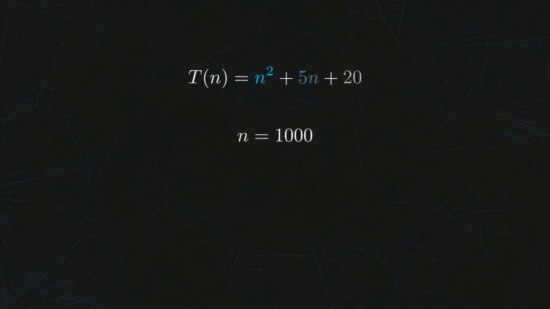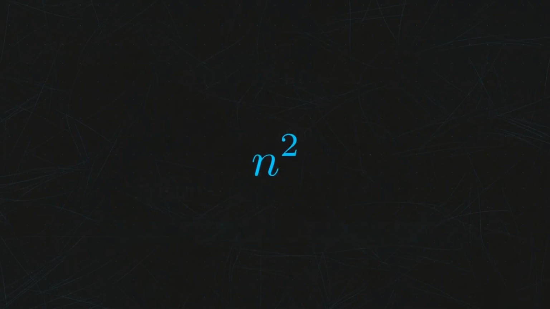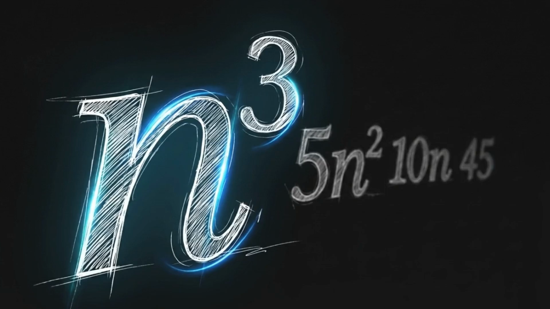This scales to complex polynomials. Take T of n equals n squared plus 5n plus 20. Execute at n equals 1,000. The highest power yields 1 million, while lower terms barely reach 5,000. The n squared term dictates the trajectory. This gives us the rule of dominant terms. An algorithm's true behavior at scale is governed solely by its highest order polynomial. Everything else is ultimately irrelevant.